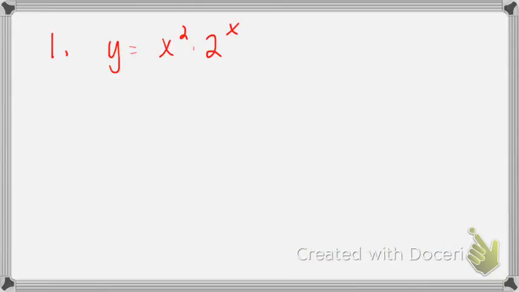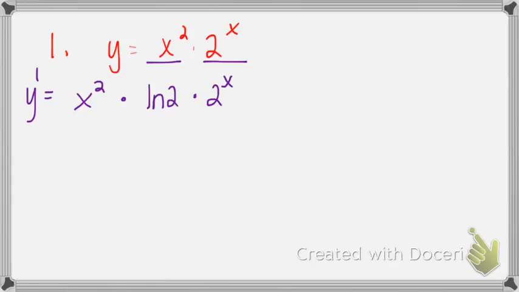Alright, let's look at some examples. So we're trying to find the derivative here. Notice that you have x squared multiplied by 2 to the x. Both of those are functions, so we're going to use the product rule. And we start off with the first function, which is x squared, multiplied by the derivative of the second. Okay, the derivative of 2 to the x is ln of 2 times 2 to the x. Alright, and then we add the second function, which is 2 to the x, times the derivative of the first. Okay, derivative of x squared is 2x, not a power. And so this is what you get.